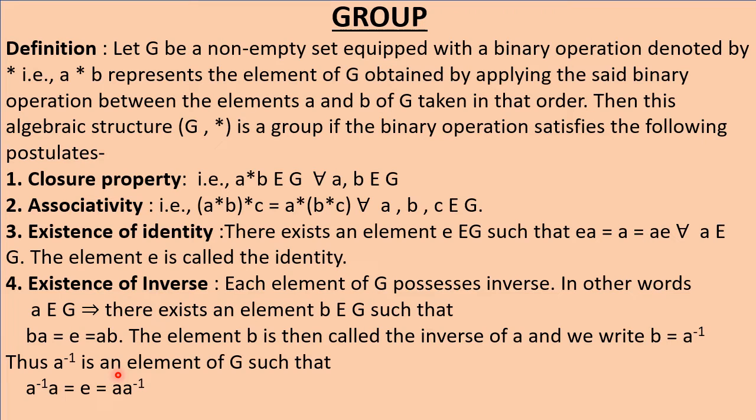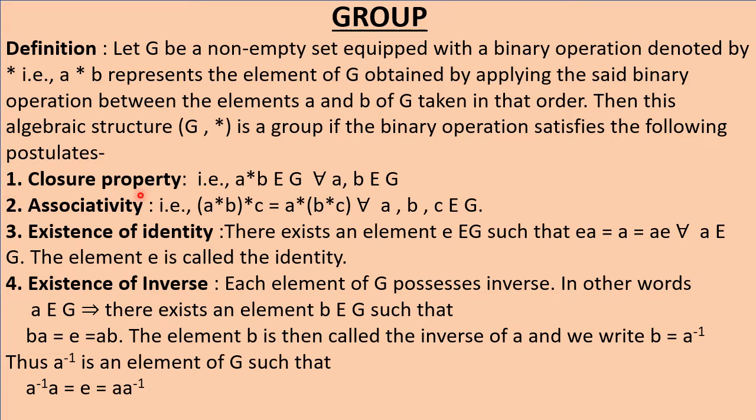Next topic is group. So first its definition. Let G be a non-empty set equipped with a binary operation denoted by star. That is, A star B represents the element of G obtained by applying the said binary operation between the elements A and B of G taken in that order. Then this algebraic structure (G, star) is a group if the binary operation satisfies the following postulates.